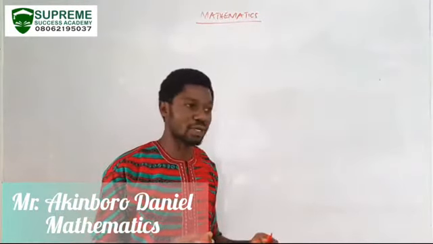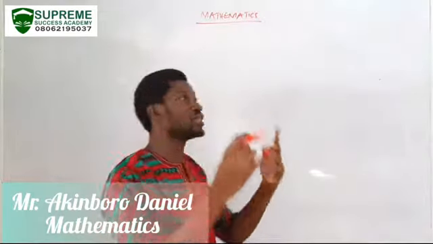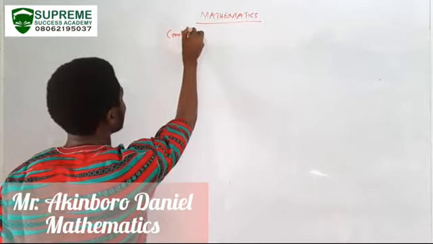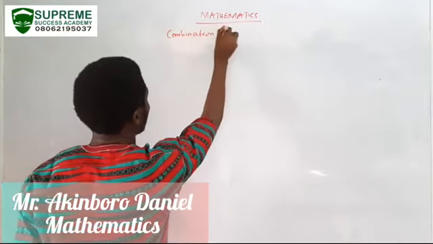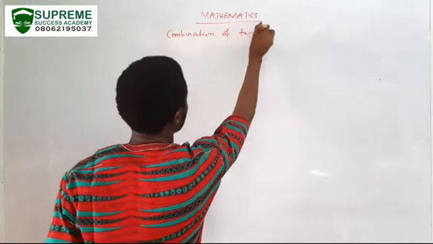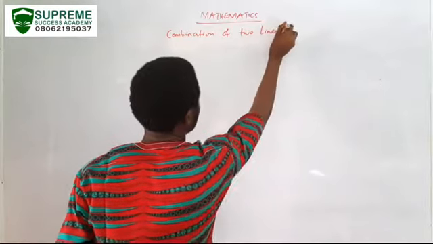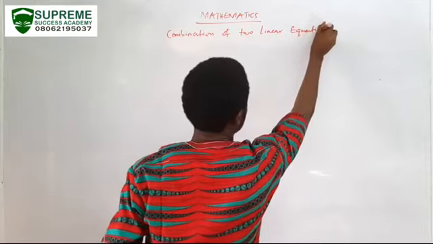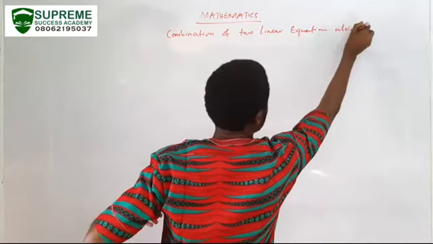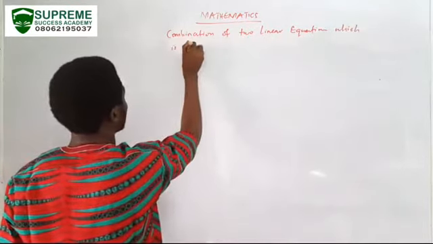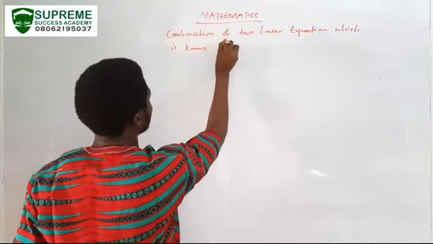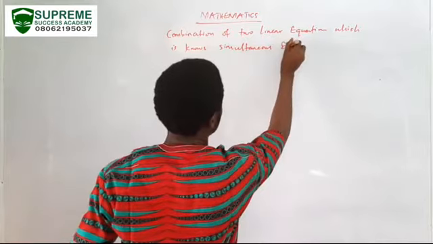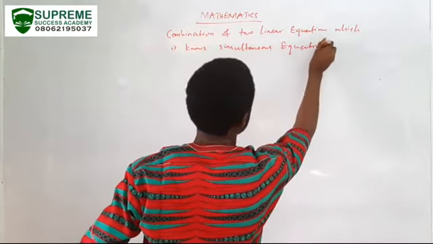Now today we want to look at a combination of two linear equations, which is known as simultaneous equations. Can you see what I am saying?